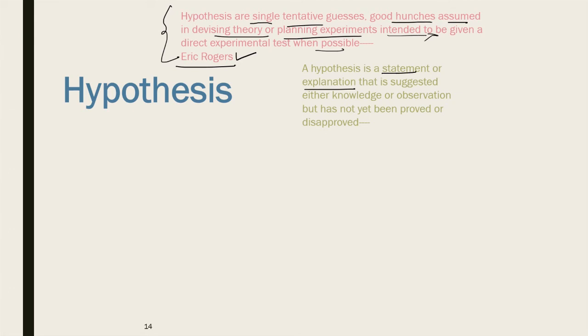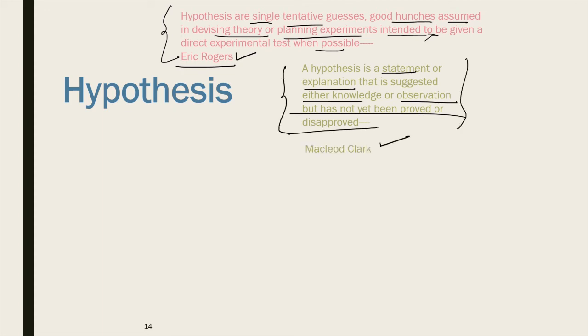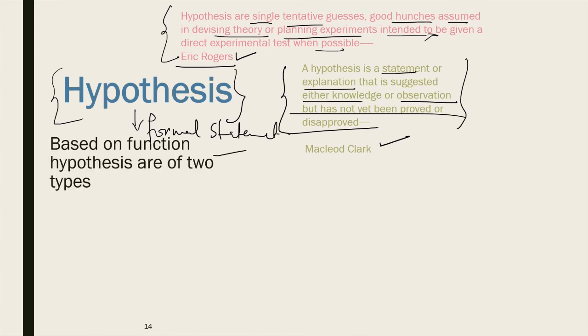So after a research problem has been identified, the researcher needs to state the problem in the form of a hypothesis. It is a formal statement or a proposition which can be put to test to determine its validity. Now, hypotheses can be classified, based on function, into two ways. One is descriptive hypothesis, second is relational hypothesis.